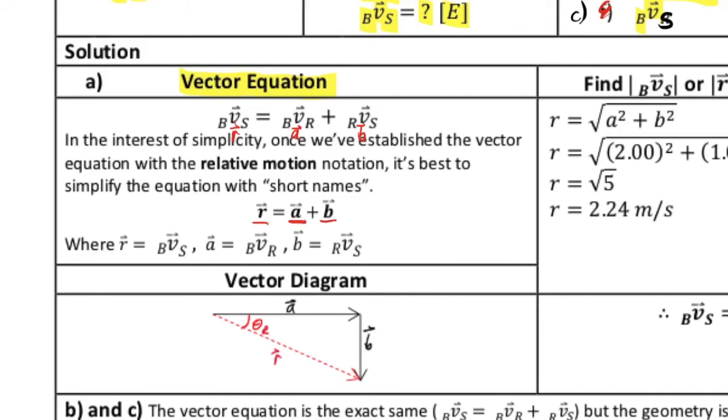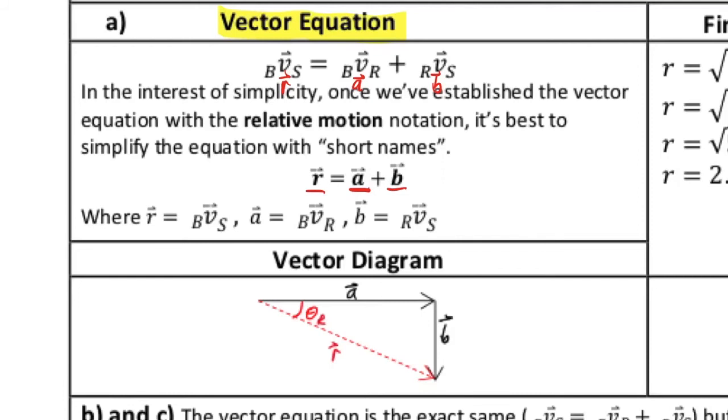So the vector equation with this relative motion notation is great insofar as generating the appropriate formula, but then becomes less practical when you're actually doing the mathematics. So as stated, R is equal to BVS, A is equal to BVR, B is equal to RVS. Now, when it comes time to drawing the vector diagram, you start with your vector A followed by your vector B.